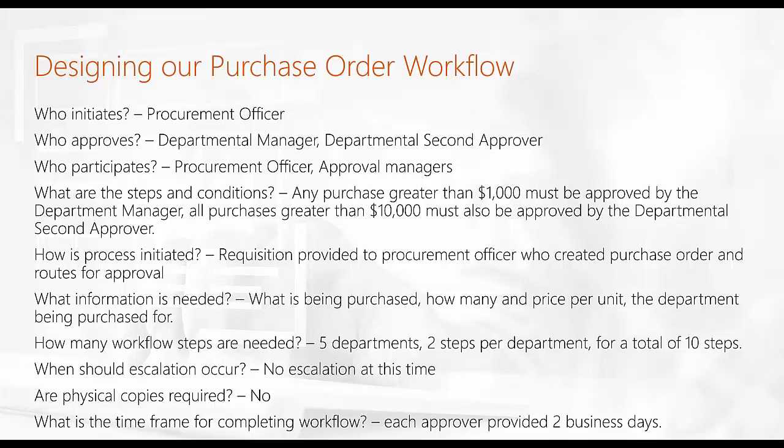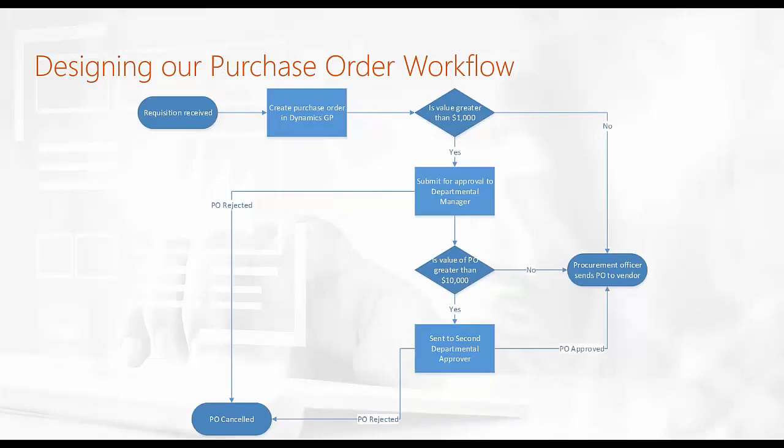So here's the mapping of my workflow based on this. I've created a diagram. The actual requisition goes to the procurement officer, and they create the purchase order. If it is greater than $1,000, it's getting routed to the department manager for approval. If it is not, they simply send the purchase order to the vendor. So there is no approval process for any purchase orders under $1,000.